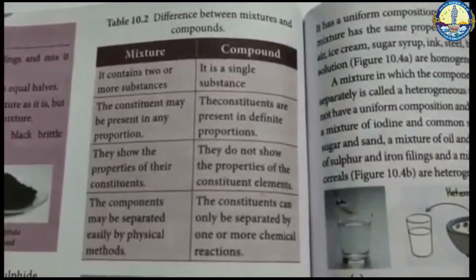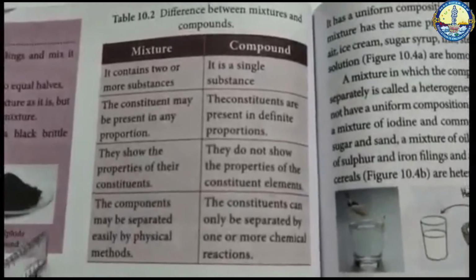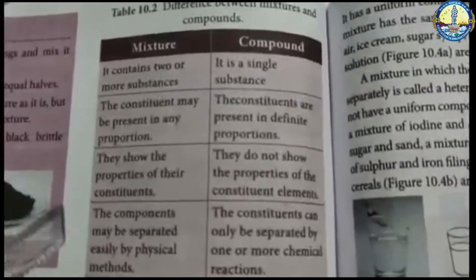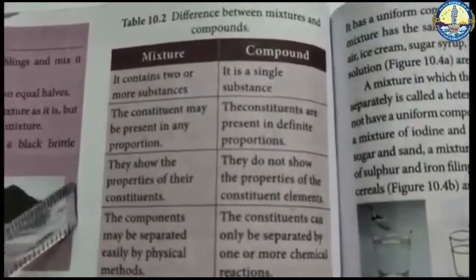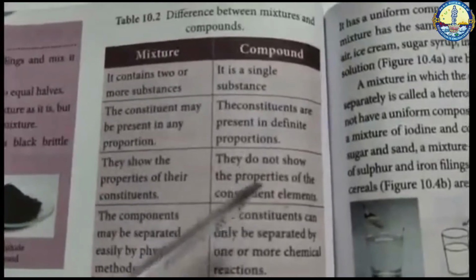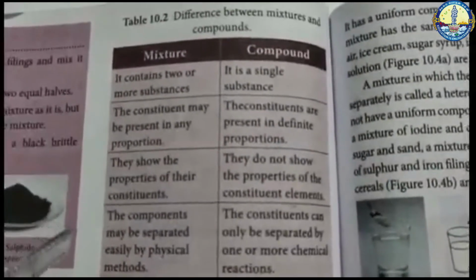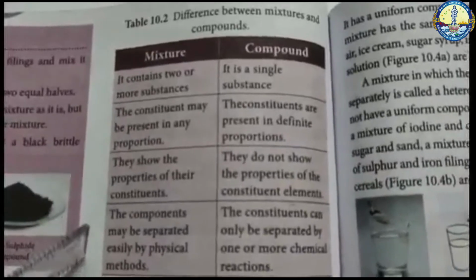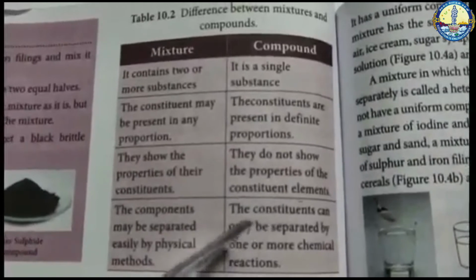Now we can see the difference between mixture and compound. A mixture contains two or more substances. A compound is a single substance. The constituents of a mixture may be present in any proportion. The constituents of a compound are present in definite proportions. Mixtures show the properties of their constituents. Compounds do not show the properties of the constituent elements.